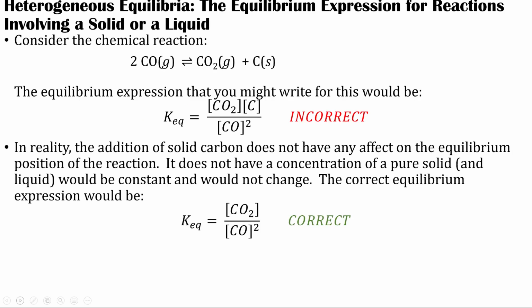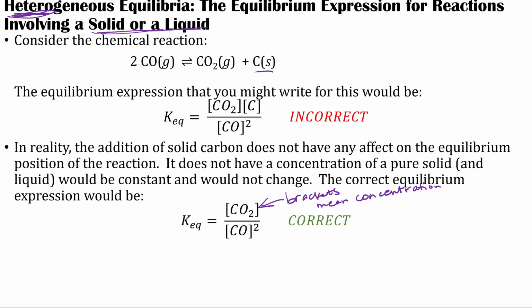Now, heterogeneous equilibrium, hetero means different, so heterogeneous equilibrium means that we've got something in the reaction that is not in the same phase. So here, if it has a solid or liquid in it, then we don't include that in the equilibrium expression, and let me explain why. These brackets mean concentration. And concentration means how many moles of a substance is dissolved in a liter, or how many moles of a substance are in a given amount of space.